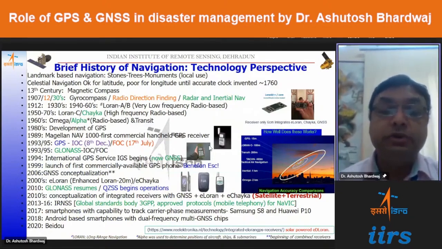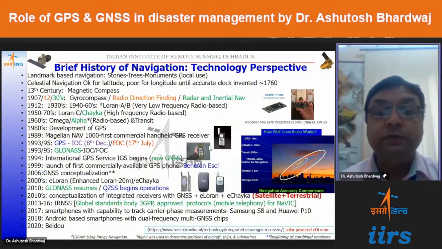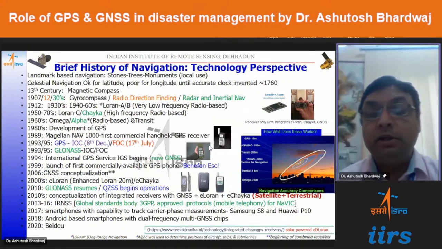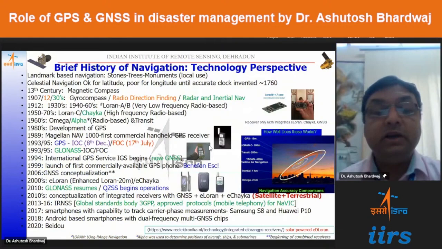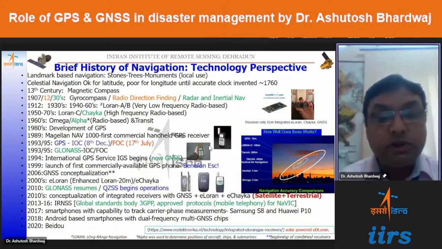And with the smartphones, we can use a lot of technology in terms of the portability of GIS software also within the smartphones, APIs in the smartphones, and these are also very helpful. Then in 2020, BDO also completed.